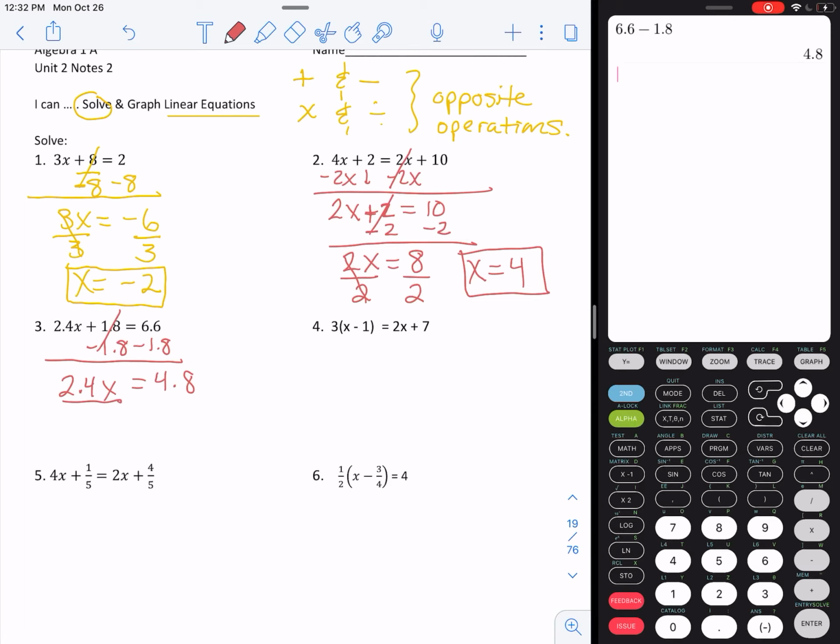And then you're going to divide both sides by 2.4. And you're going to do it on your calculator. 4.8 divided by 2.4 is 20. Nope, I typed that wrong. Do you see that? I didn't hit my decimal point. 4.8, that seemed too big to me. Divided by 2.4 should be 2, not 20.